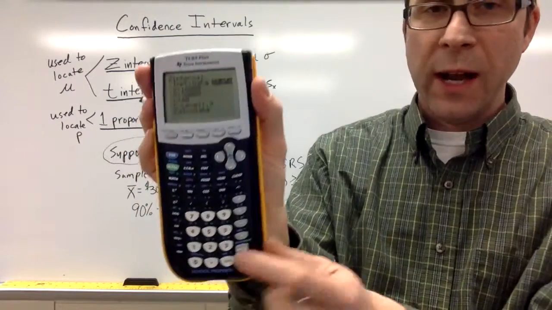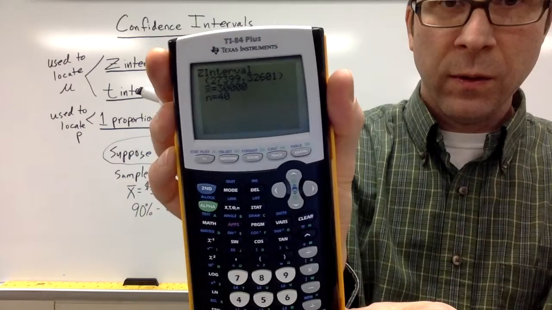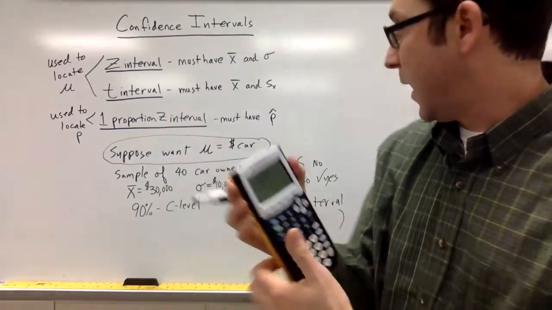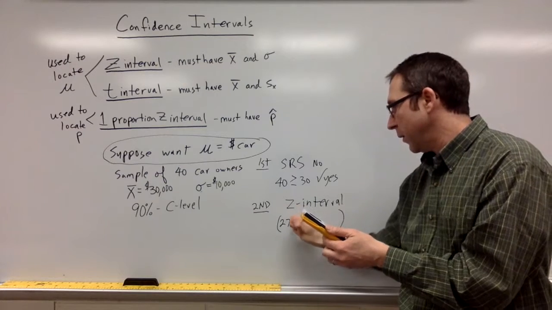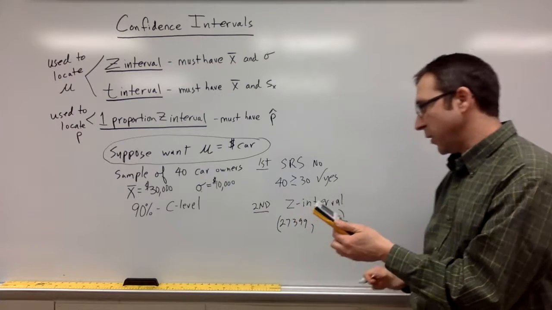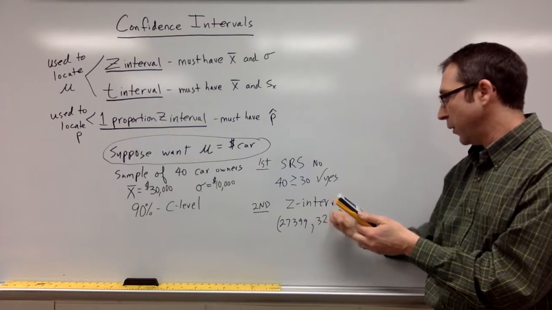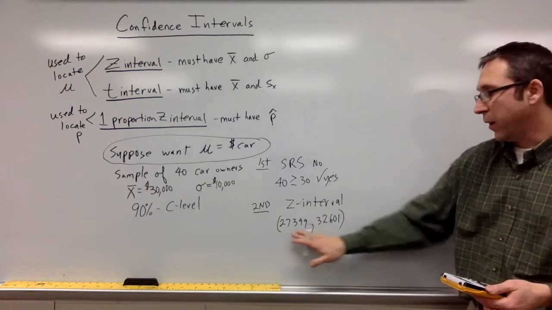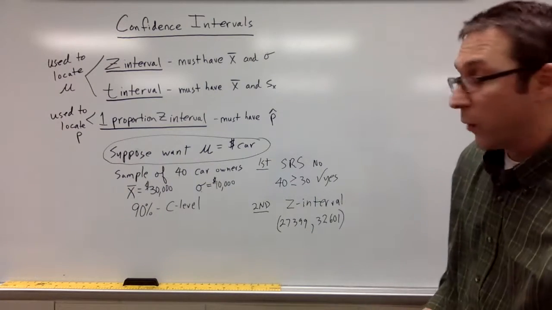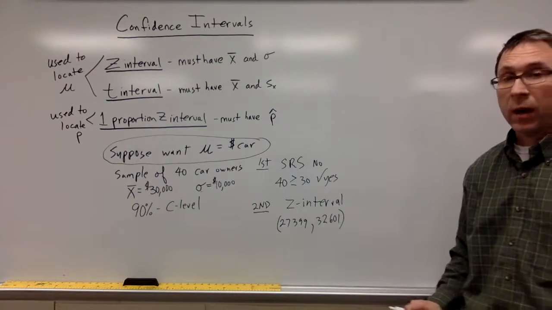Hitting calculate or enter at the end will actually give you the interval, and it gives you a pretty good estimate of how much people would pay for a brand new car. So according to this, somewhere between $28,000 to $32,600 would be a very good estimate of where the true average price might be for a brand new car.